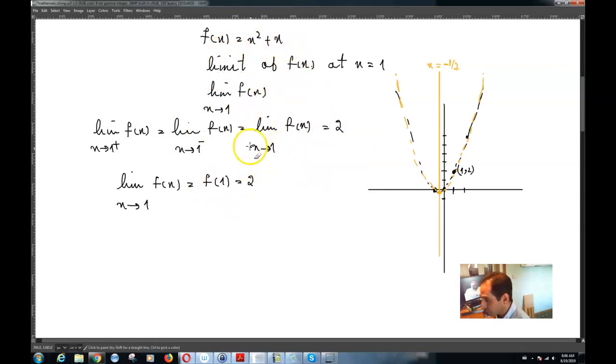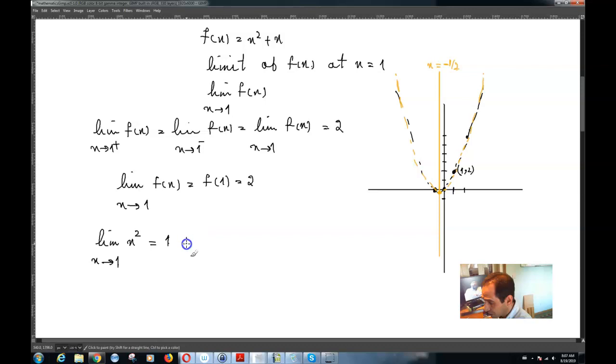So what that means is that there are a couple of things here that we can observe in this example. Now you can see that the limit of x squared, if x tends to 1, is equal to 1.